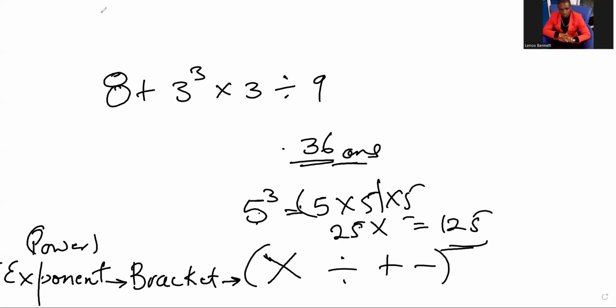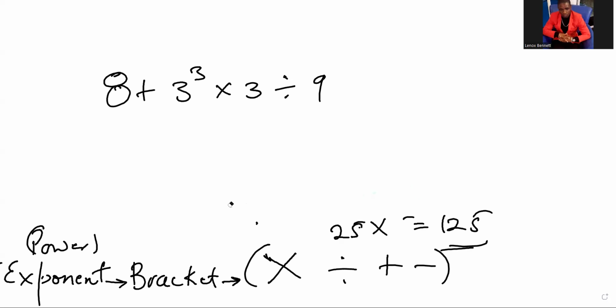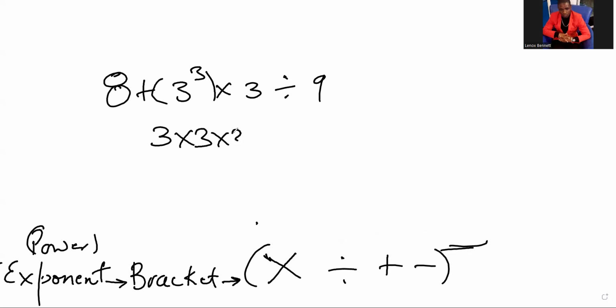Let's do this as an example. All right, so we have 8 plus 3 raised to the third power multiplied by 3 divided by 9. A whole heap of things happen, right? So one, we can see that the exponent is there. As the rule says, exponent or the power first. The bracket is in there, but we still do the exponent first. So it means 3 times 3 times 3, which is 27.